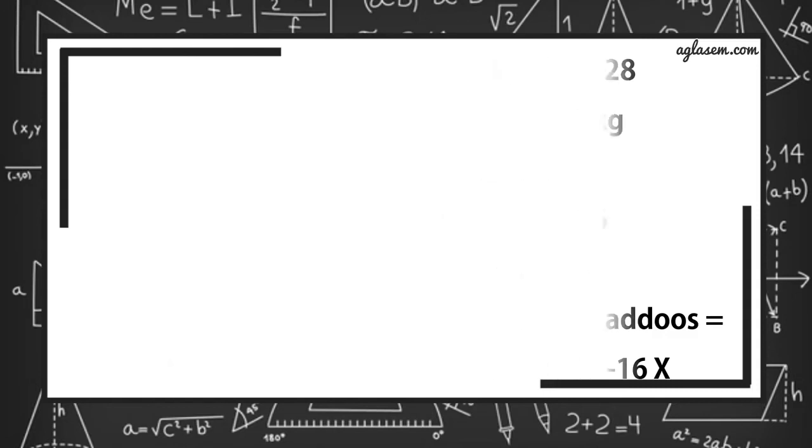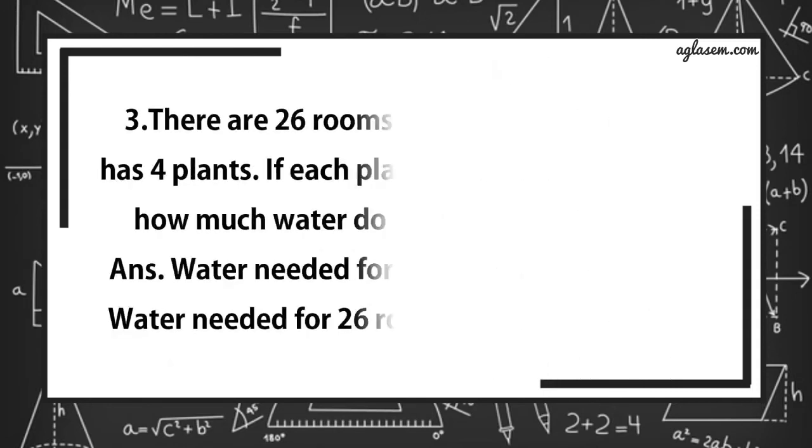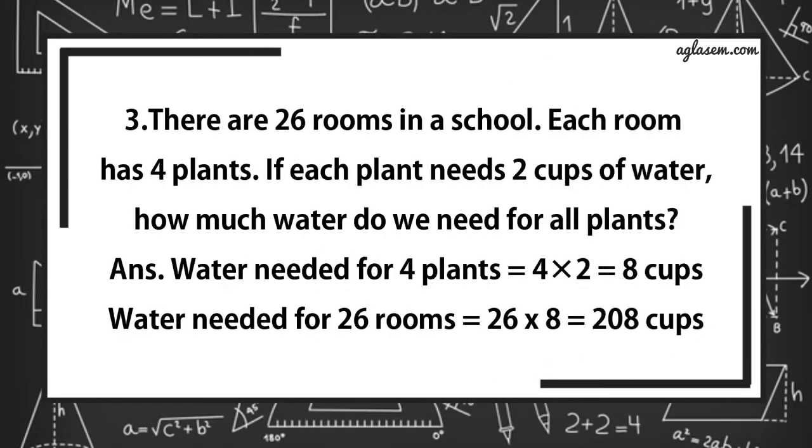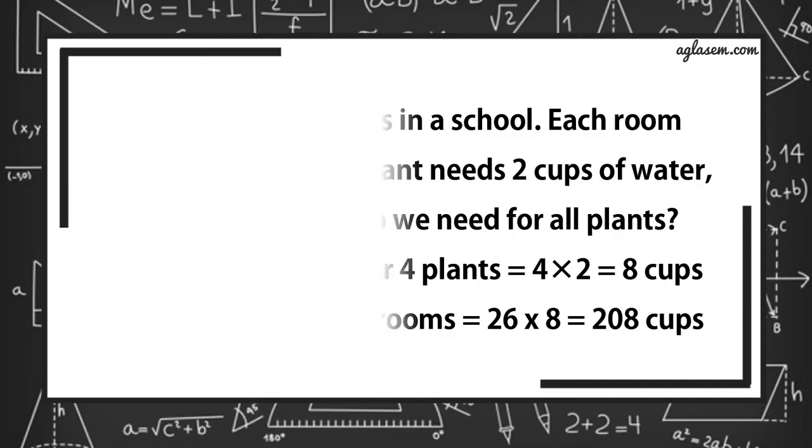Further, question number 3 says, there are 26 rooms in a school. Each room has 4 plants. If each plant needs 2 cups of water, how much water do we need for all plants? Answer is, water needed for 4 plants is 4 into 2, that is 8 cups. Therefore, water needed for 26 rooms is equal to 26 into 8, that will give you 208 cups.